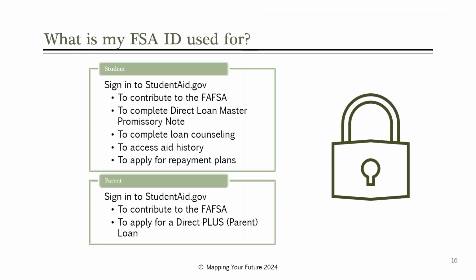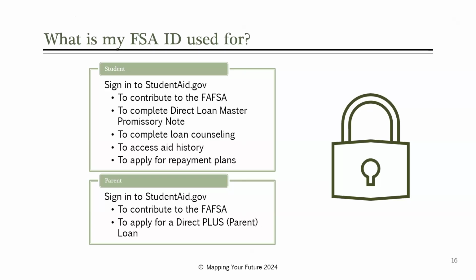But what is your FSA ID used for? So for students, it's going to be used to sign into studentaid.gov, to contribute to the FAFSA, to complete direct loan master promissory notes, applying for repayment plans, completing loan counseling, and using the public service loan forgiveness help tool. For parents, yours will be used to sign into studentaid.gov or to obtain a Direct PLUS parent loan.